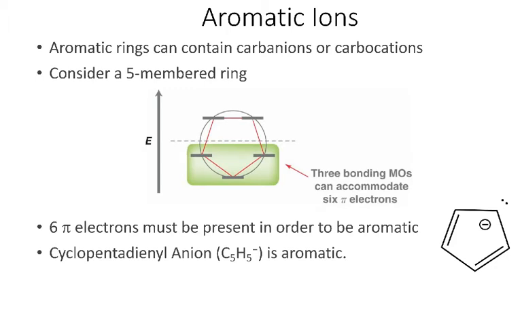So far, we've just considered neutral compounds, but ions can also be aromatic. And so if a neutral compound doesn't meet Hückel's number, by taking away or adding an electron, we might be able to achieve Hückel's number, thereby making that ion aromatic where the neutral compound was not. And an example of a 5-membered ring is one case where we can achieve aromaticity by making a negative ion.